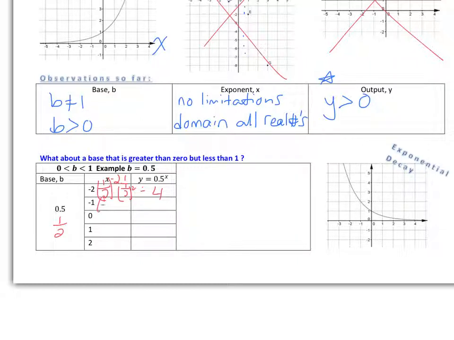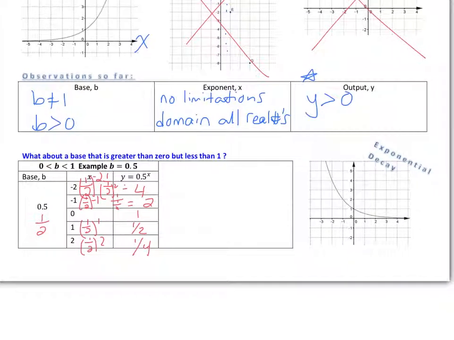And I've got 1/2 to the -1 power, so that's just going to be 1 over 1/2 to the power of 1, which is going to yield 2. Any exponent of 0 is going to yield 1, and then I have 1/2 to the power of 1, which is just 1/2, and 1/2 to the power of 2, which is 1/4. So if we take a look at what this curve looks like, we see that when the exponents are negative over here, we've got larger numbers, and as we're approaching larger positive x values up to infinity, that output is going to become smaller and smaller.